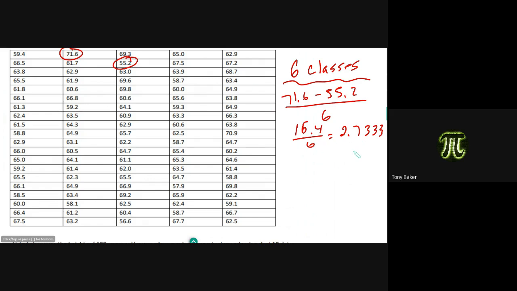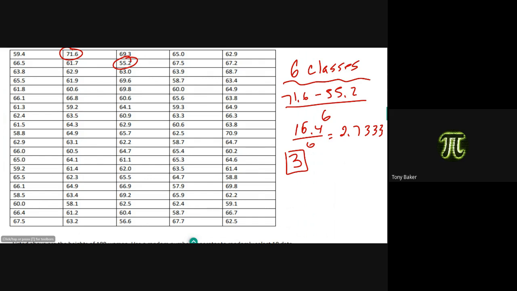All right, so I got 2.7. What's going to be my class width? Yeah, I'd use 3. Technically, because they're decimals, you could have done 2.8 if you really wanted to, because you have decimal numbers here. I wouldn't. I would still have done 3.